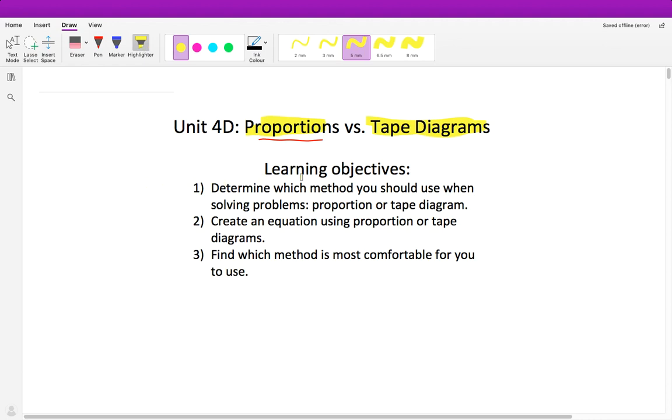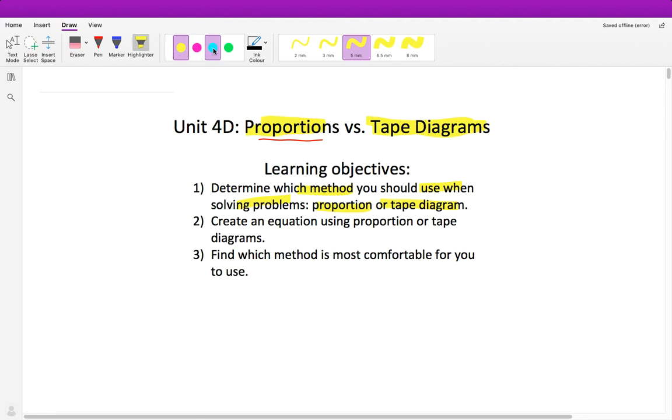So our learning objectives for this video, the first thing is determine which method you should use when solving problems, whether it's going to be proportions or tape diagrams, right? So we are going to go through some examples. And in these examples, some of them are set up for us to use tape diagrams a little bit easier, and some of them are set up for us to use proportions. So sometimes you might see a problem like, okay, I'm going to attack this with a tape diagram. Sometimes you might see it and say, I'm going to do it with a proportion. So you will determine which one you think is best when using each problem.